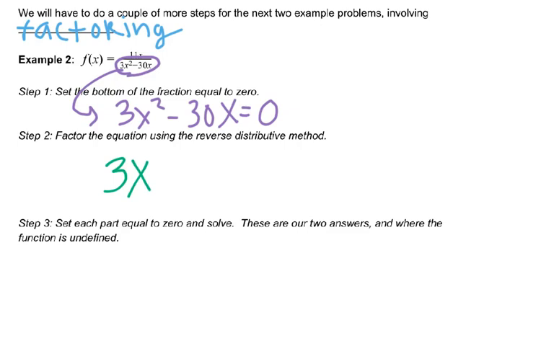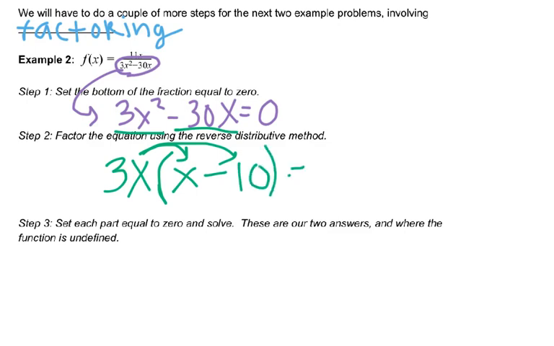Now for the reverse distributive, we start our parentheses like this, and we work backwards. We ask ourselves, 3x times what gives me 3x squared? Well, that'll just be x. Then we move on to the second term, and we say, 3x times what gives me negative 30x? That's going to be negative 10. Remember, this still equals 0. We're done with factoring.